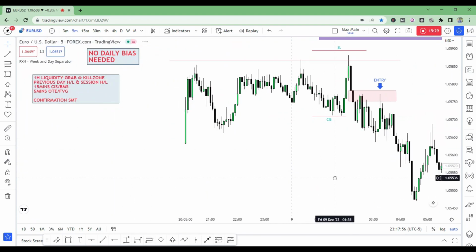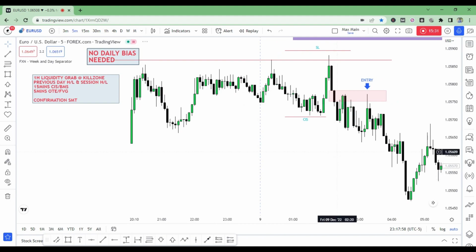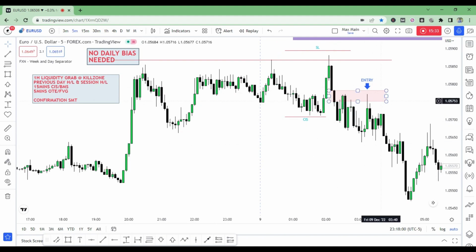Looking at this example, instead of the OTE, actually the clearest entry was based on a 5 minutes imbalance. After the grab on liquidity, make sure that you start from the 1 hour. This strategy will only work if you follow the steps that we have outlined here. Once you go from the 1 hour down to the 15 and now 5 minutes, this is when this imbalance becomes relevant.